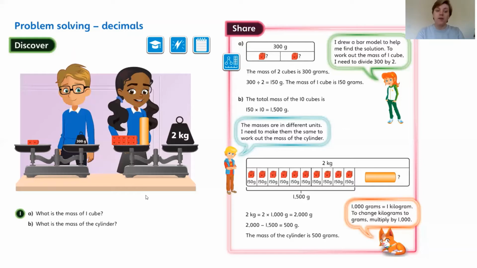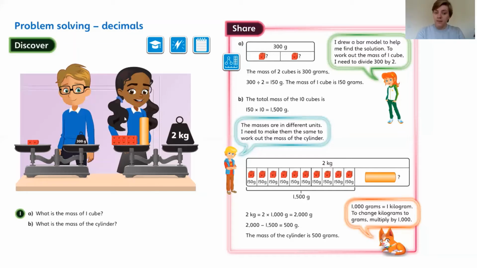Now this helps us in question B, because we need to find the mass of the cylinder. Now all we know in this information is that here's the cylinder and here's the 10 cubes. And we know that 1 cube is 150 grams. So to find the rest of the cubes, we will need to do 150 grams multiplied by 10, and that leads us to 1,500 grams. So the total mass of those 10 cubes is 1,500 grams.